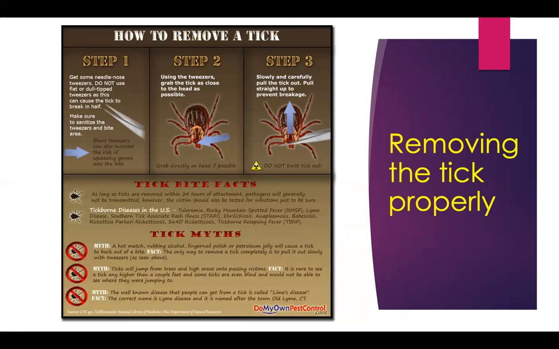So let's say if you had a tick bite, how do you remove it? So many people use different things, but this is the main purpose here. So let's go through these steps. You get some needle nose tweezers. Do not use flat or dull tip tweezers, as this can cause the tick to break in half. So make sure you sanitize the tweezers and bite area. Blunt tweezers can also increase the risk of squeezing germs into the bite. So you want to make sure that you don't cut the tick in half either, so that you are able to take everything out.